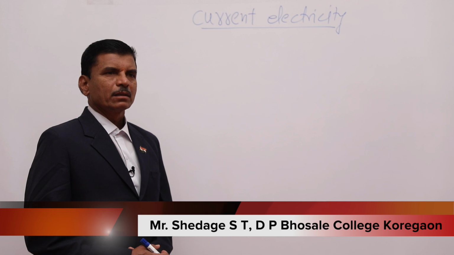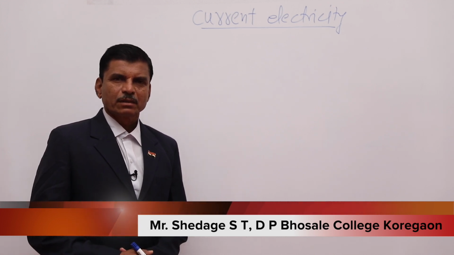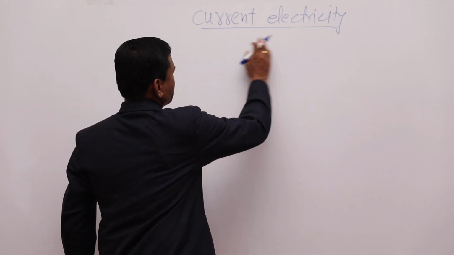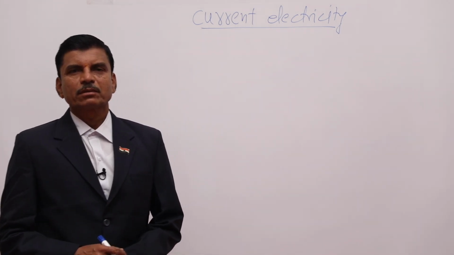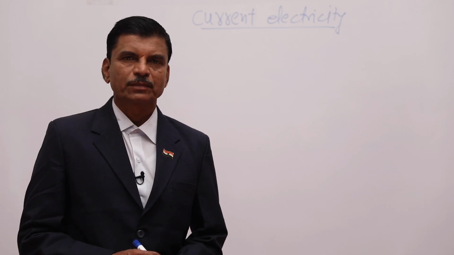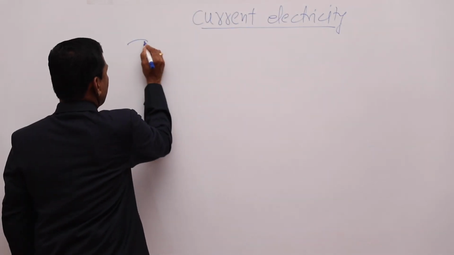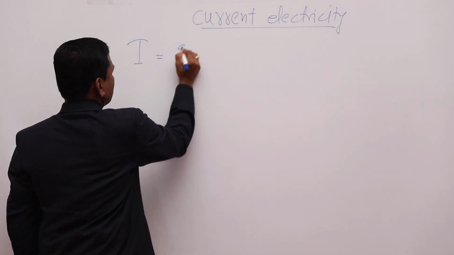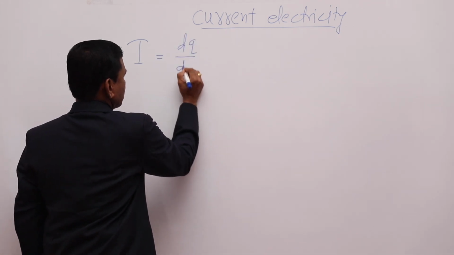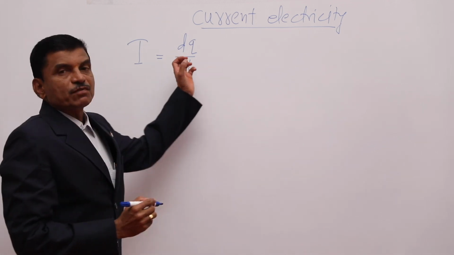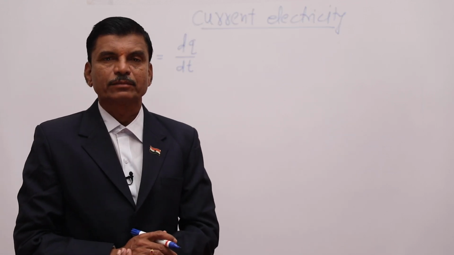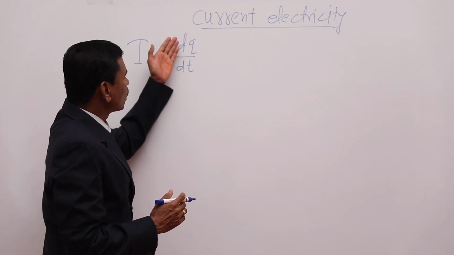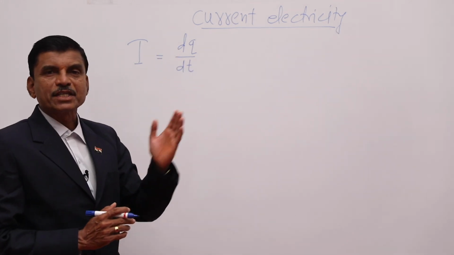Today we will discuss the ninth topic of 12th physics, that is current electricity. Already we have studied some articles in 11th standard also. We know that electric current I is the rate of flow of charge. So, how much charge is flowing per second is called electric current. Its unit is coulomb per second, and the same is called ampere.